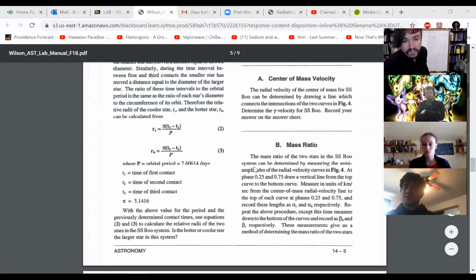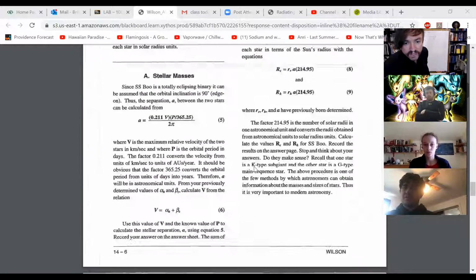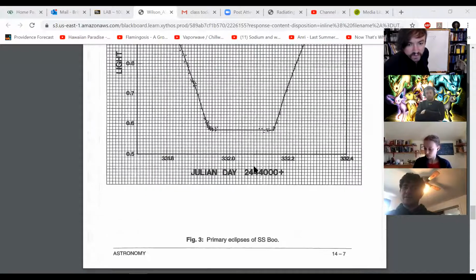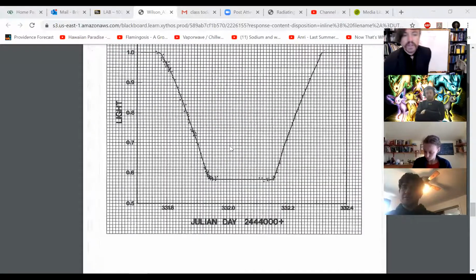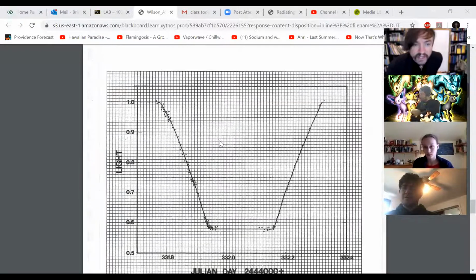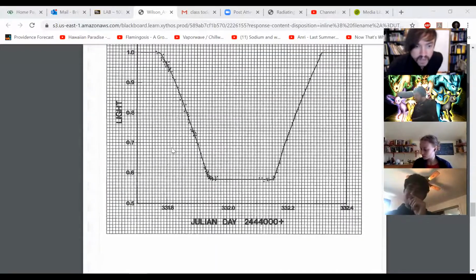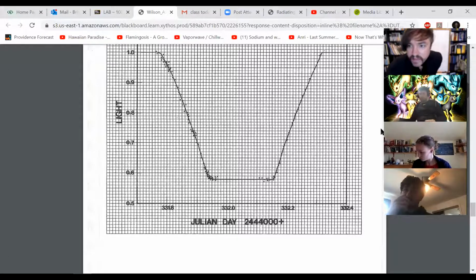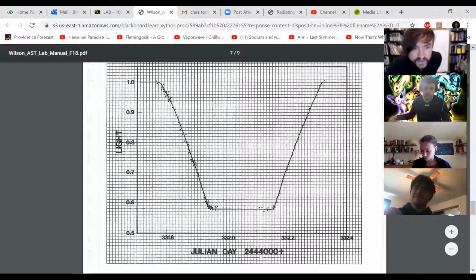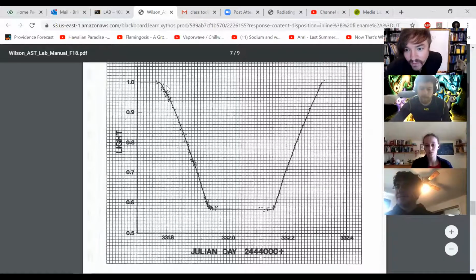Cartoon time is over. On the figure that you see here, which is 14.7, this is a real measured light curve of the famous star SS Boötes. And you can see that some graduate student slave has been toiling away throughout the night collecting data points of the brightness of the star.